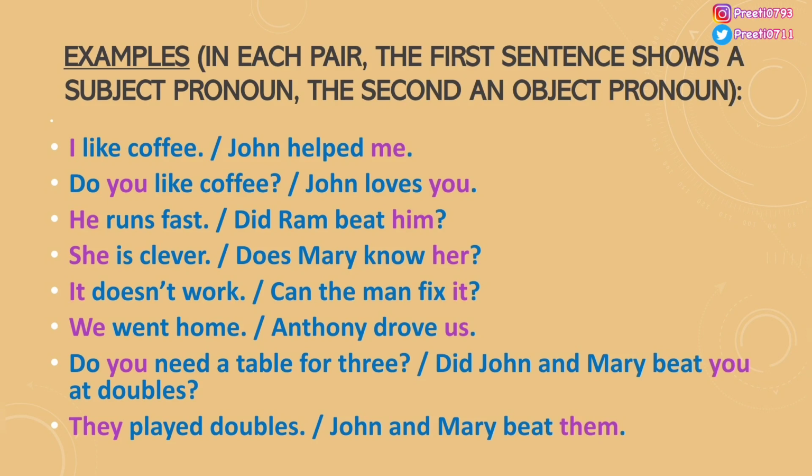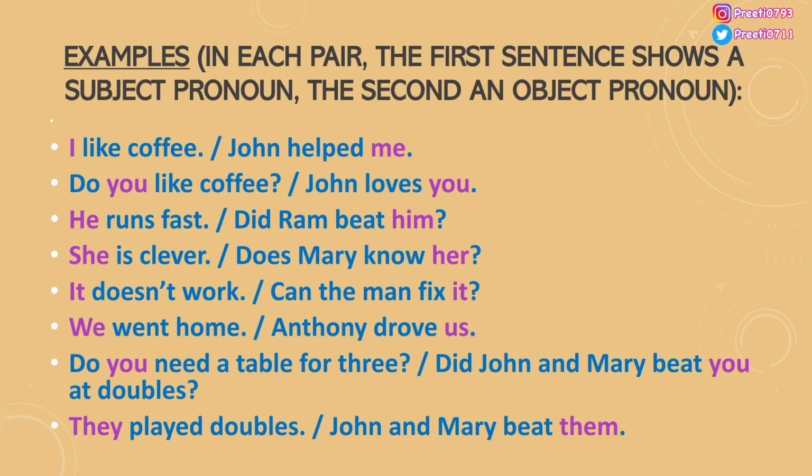Look at the examples given here on your screen. Now in each sentence there are two parts given. In the first part of the sentence, the highlighted word is a subjective pronoun, whereas in the second part of the sentence, the highlighted word is an objective pronoun. For example, look at the first sentence. It says, I like coffee.